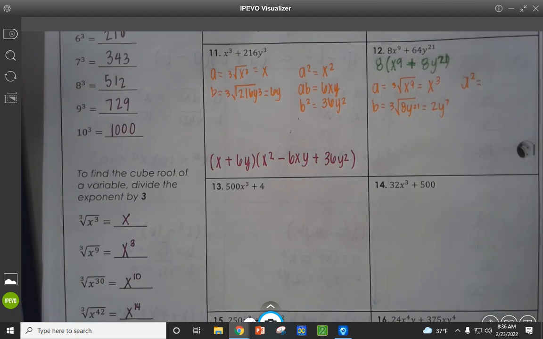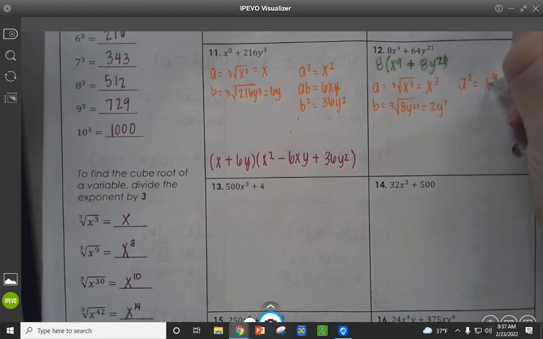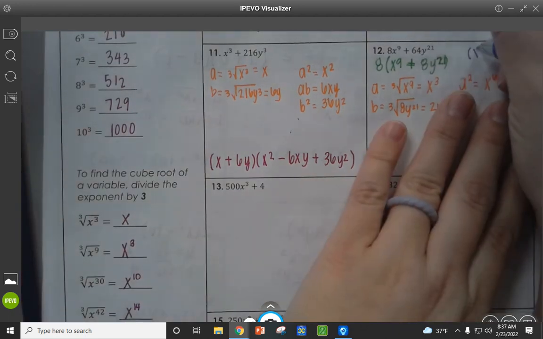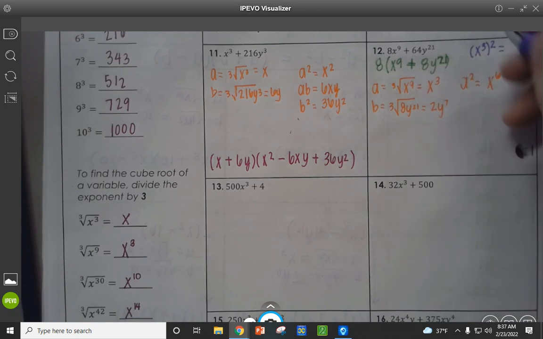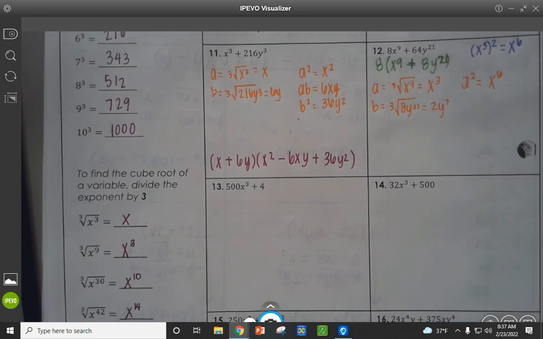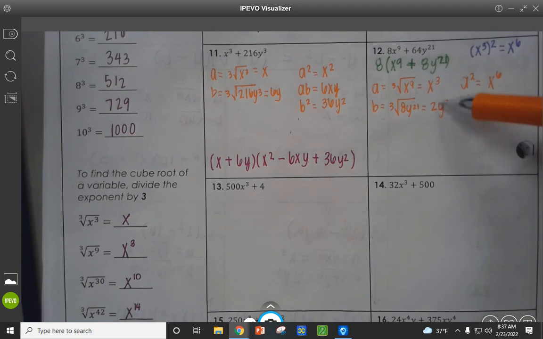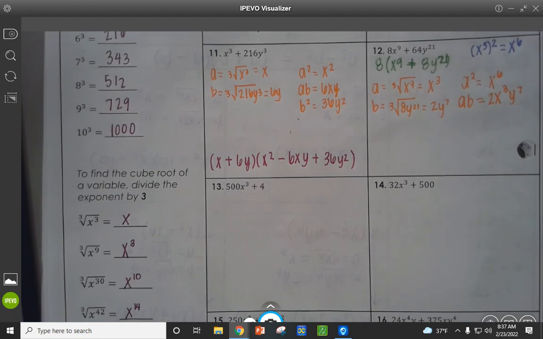So what is my A squared? x, not x to the 9th, x to the 6th. Think about your exponent rules. If we do x cubed squared like that, you multiply your exponents. So it would be x to the 6th. AB, if we multiply these two, we get 2x cubed y to the 7th.